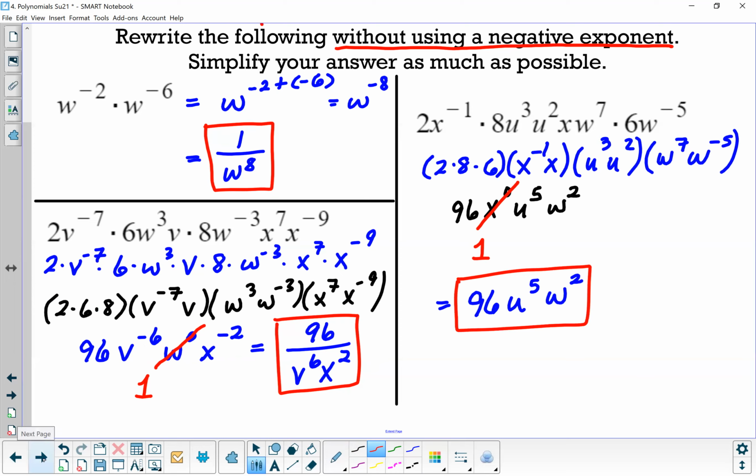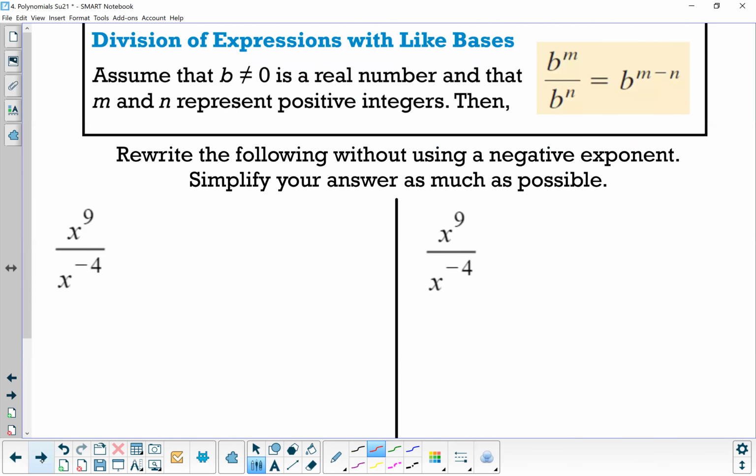All right. Let's do some work with our quotient rule. So remember, when we have a quotient, when we are dividing, we can subtract our exponents. All right, so if we look here, we have x to the 9th divided by x to the negative 4. See, there's our quotient because we're dividing. And so this is equivalent to saying x to the 9 minus the negative 4.